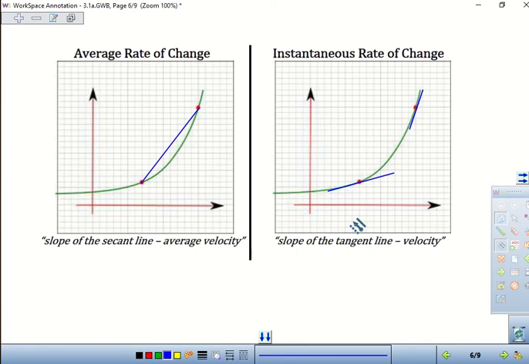So the slope of a tangent line is going to be the exact slope of a function at a point, and functions have infinitely many tangent lines. So at any given point of a function, you could draw a tangent line, and you could find the slope at that point. So you have to know the difference between a secant and a tangent line. I'll definitely ask you this on a quiz or a test or something like that. So make sure you know the difference between the two. One touches twice, one touches only once.